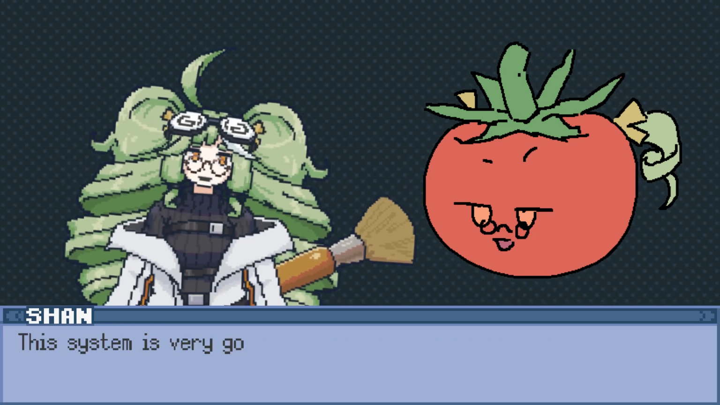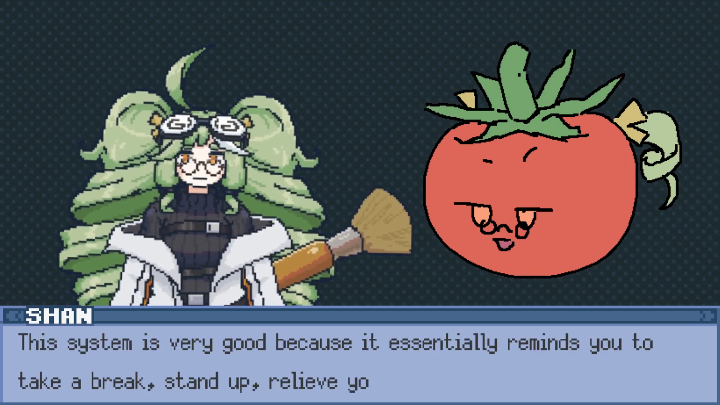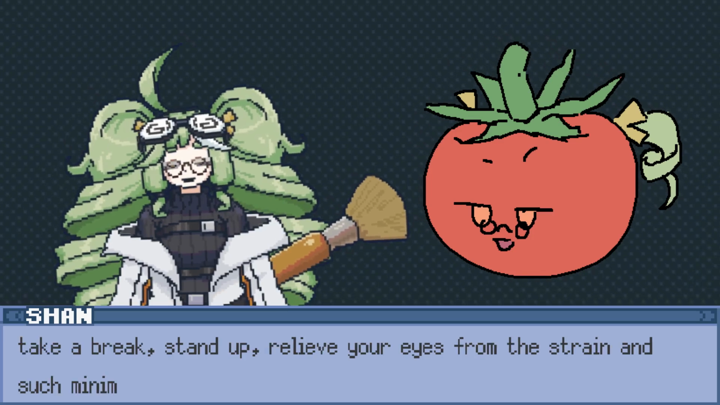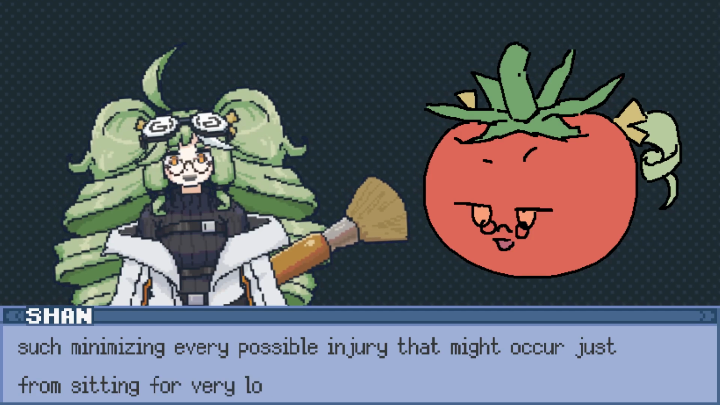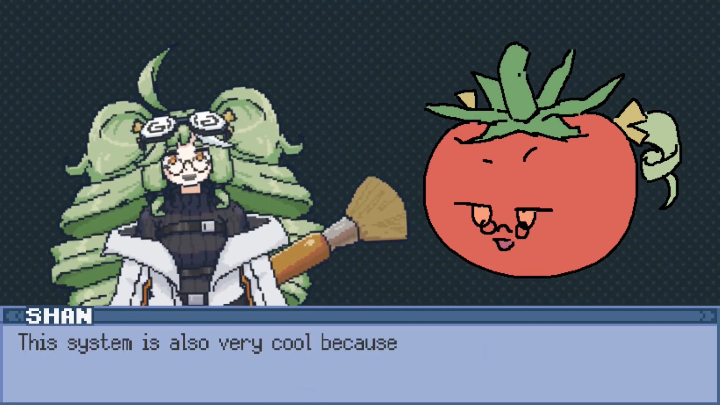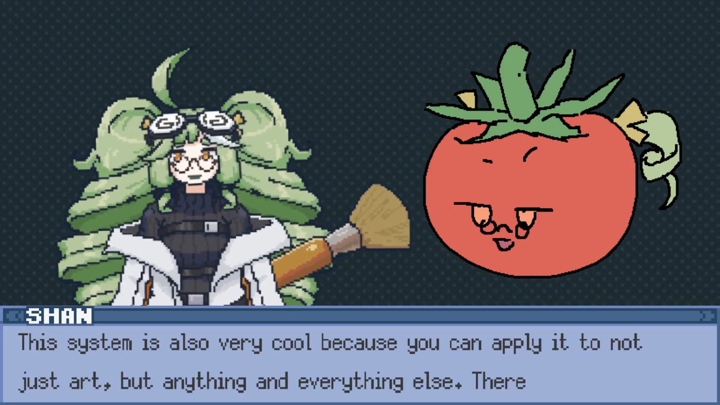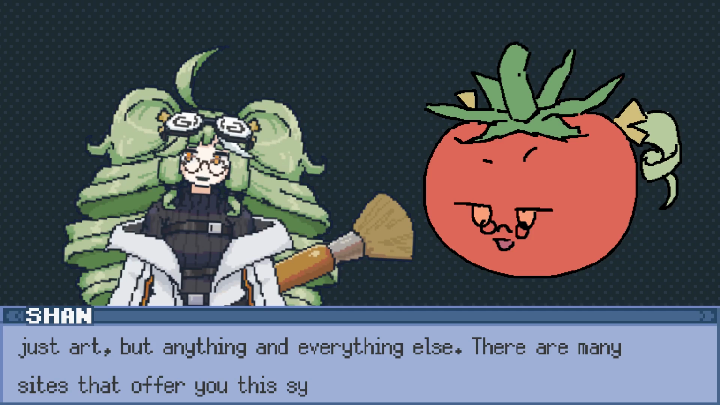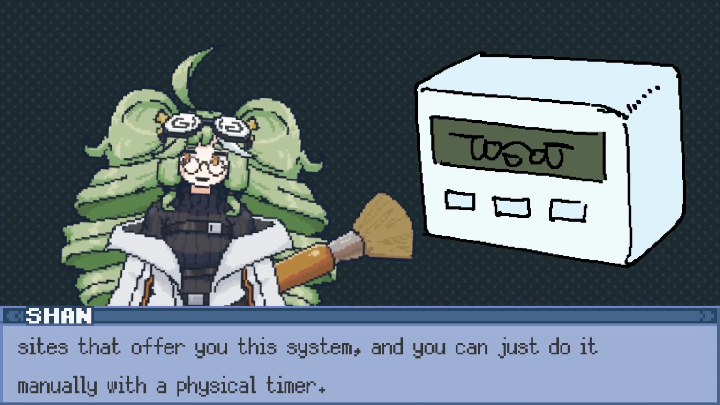This system is very good because it essentially reminds you to take a break, stand up, relieve your eyes from the strain and such, minimizing every possible injury that might occur just from sitting for a very long time. This system is also very cool because you can apply it to not just art, but anything and everything else. There are many sites that offer you this system, and you can just do it manually with a physical timer.